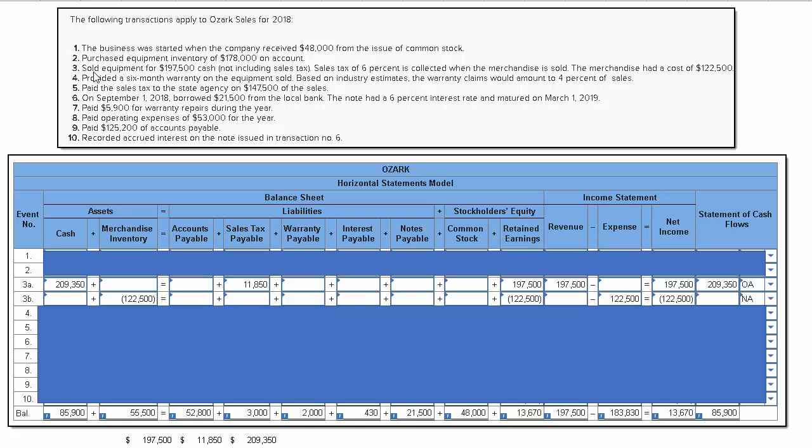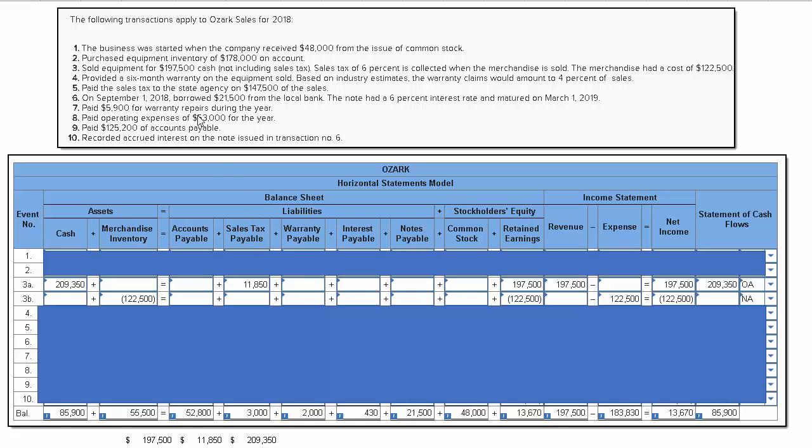Well, it says we sold equipment for $197,500 cash, not including sales tax. Sales tax is 6%, and it was collected when the merchandise is sold, and the merchandise had a cost of $122,500. Okay, so if we're using the horizontal statements model to determine what the impact is on the various financial statements, we've got to figure out what happened.